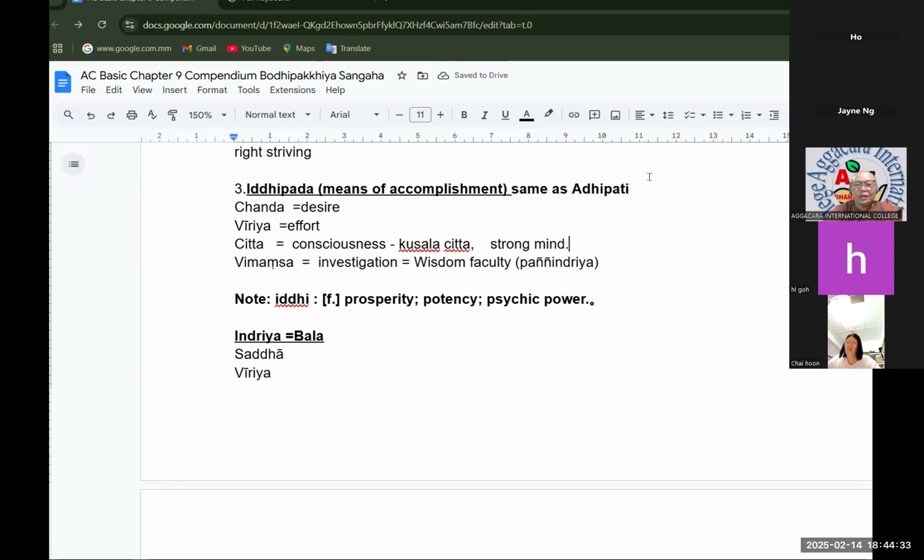Since adhipati also means predominant, predominant means that your mind should be strong. It's the same. This dhamma is the same as adhipati, same dhamma, just different terms only. Like iddhipada and adhipati are the same, because the dhamma here, when we use the word dhamma, means paramattha dhamma. This means that chanda, viriya, vimansa are cetasika, and chitta is just chitta.